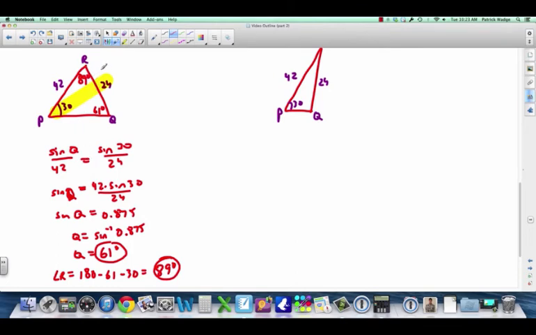Okay, the last thing we need to know, we have all three angles, we have these two sides, we need this side here. I'll call it side R, little r, because that's what it is. So again, you can use the sine law. You can use either of these pairs you want.